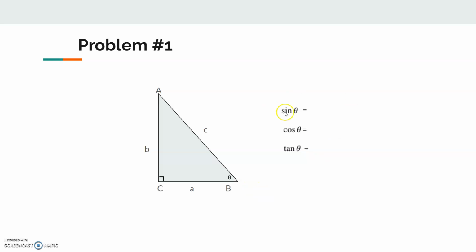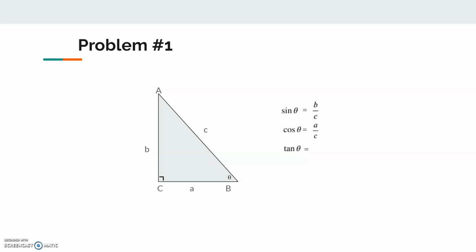So the first one is sine of theta. We identify theta, and using the acronym from earlier, SOHCAHTOA, we see that sine is opposite over hypotenuse. So it should be b over c. Going on to the next trig function, cosine of theta. We have theta, and cosine is adjacent over hypotenuse, which should be a over c.